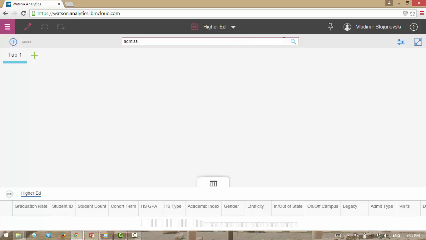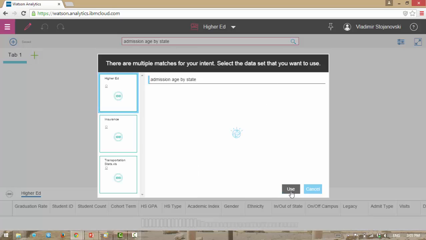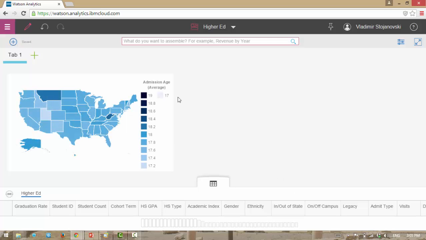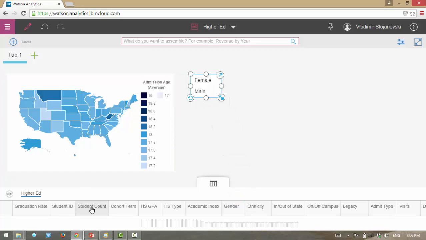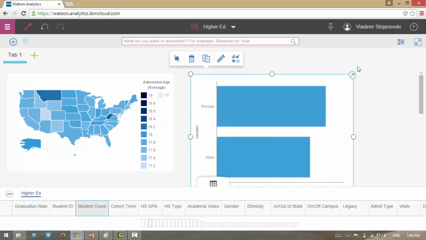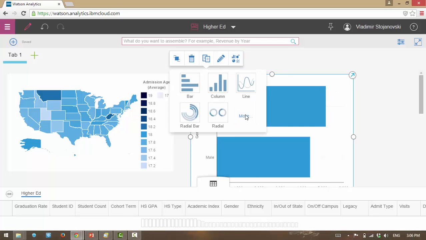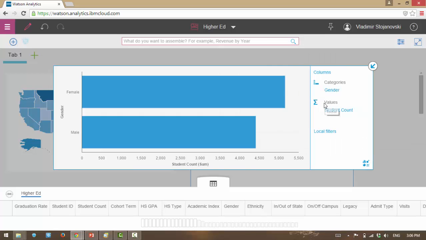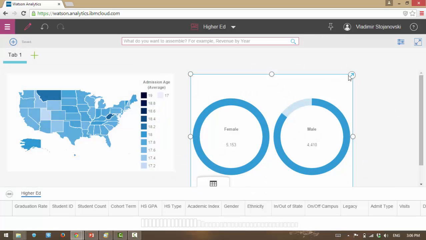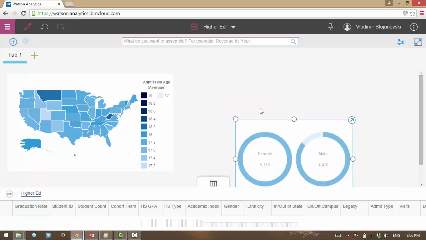So I'll just type admission age by state. And as simple as that, we get our visualization. Again, nobody had to create this visualization. I just typed what I wanted to see. Perhaps we also want to look at students by gender. I'll drag and drop gender here from our columns. And student count. And there's our chart. Now, if I don't like this chart, I can pick from many different visualization options. I think I like this one better, so we'll just use this chart.